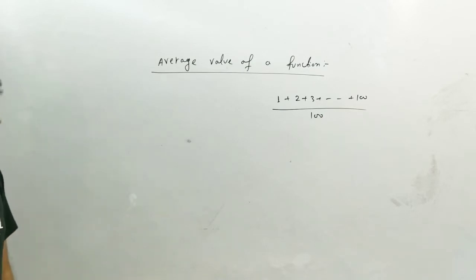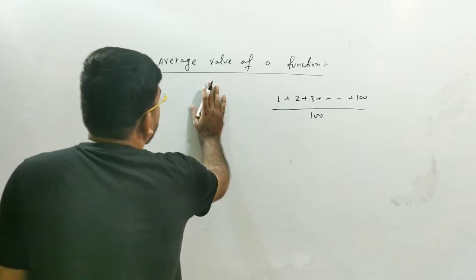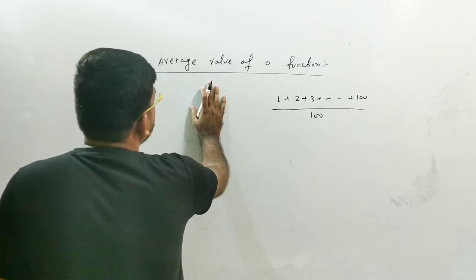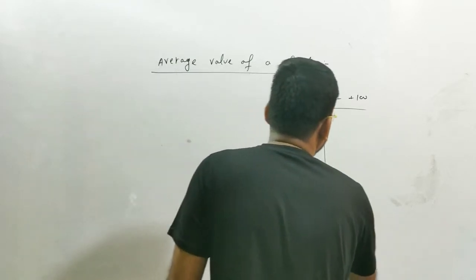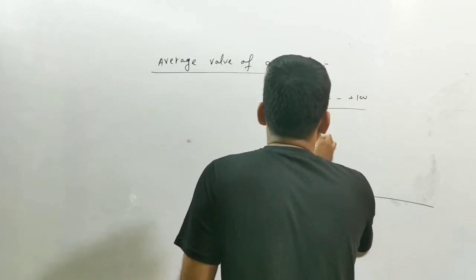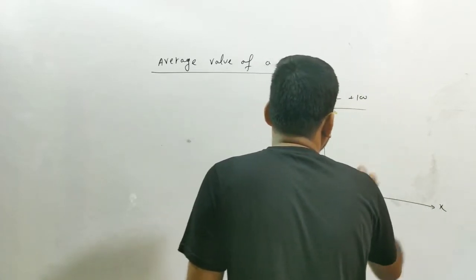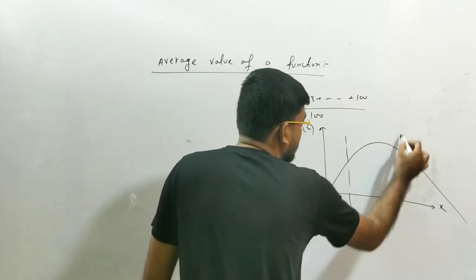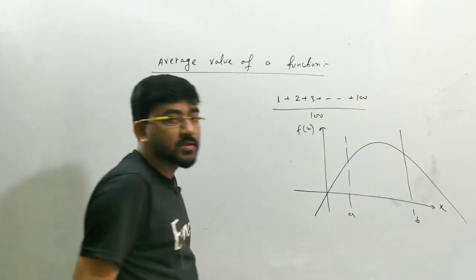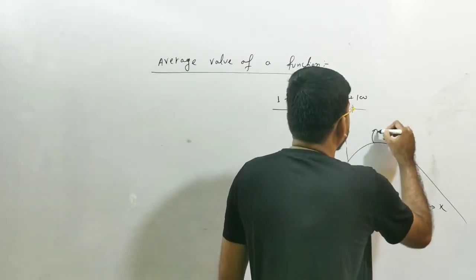Okay, so this is a very easy process, but here I want to find out the average value of a function. Suppose we have a function like this. This is f of x and this is x. Suppose we have a function something like this, and we have to find the average value in this interval a to b.